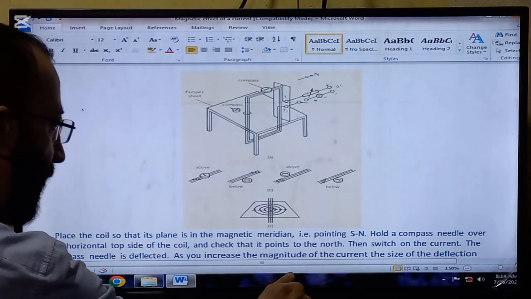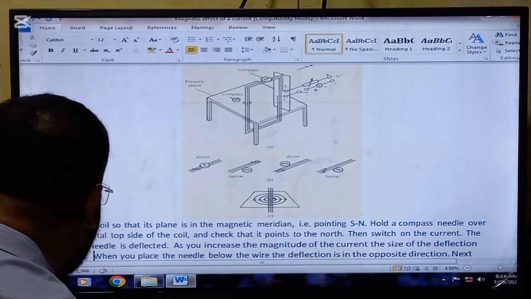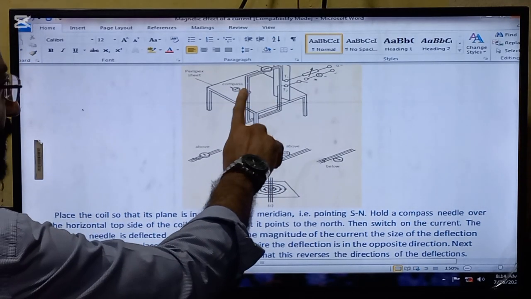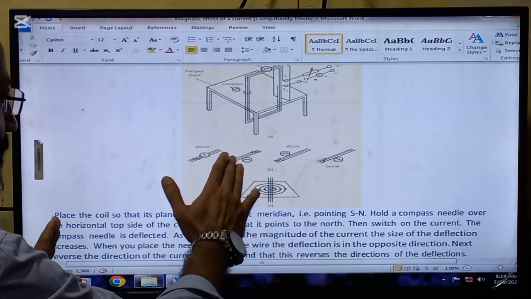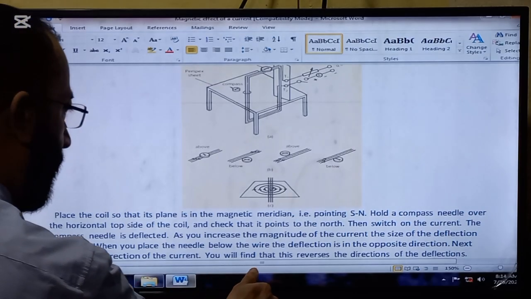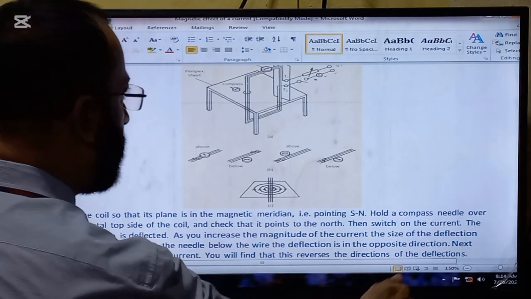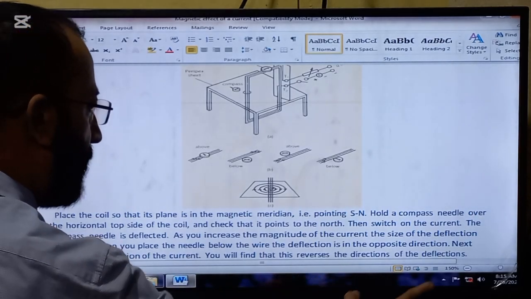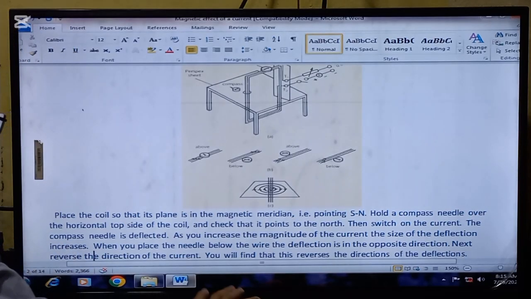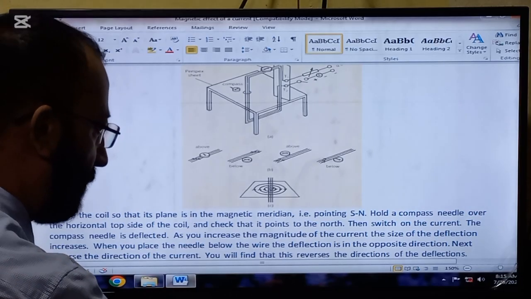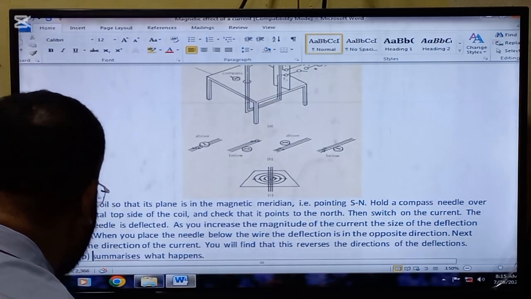As you increase the magnitude of the current, the size of the deflection increases. So as the current is increased, the deflection will be more, and as the current is less, the deflection will be less. When you place the needle below the wire, the deflection is in the opposite direction. Next, reverse the direction of the current. You will find that the direction of the deflection is reversed. So if we reverse the direction of the current, the direction of the deflection will also get reversed.